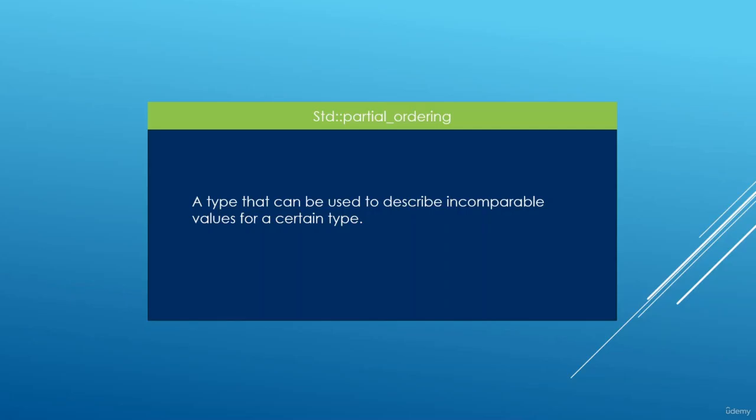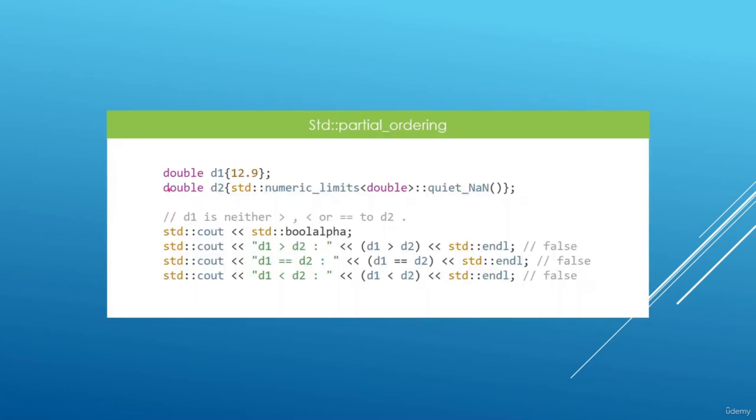We have another option of a type we can get as a result of a three-way comparison. We can also get an std::partial_ordering type. This is a type that can be used to describe incomparable values in comparisons. And again, this is really confusing, but I am going to try and make this super clear. Here is a simple example that tries to compare two double types. One contains a valid value, which is 12.9, but the other contains a NaN. And this is a value we might have in a double type, which means that this is not a number.